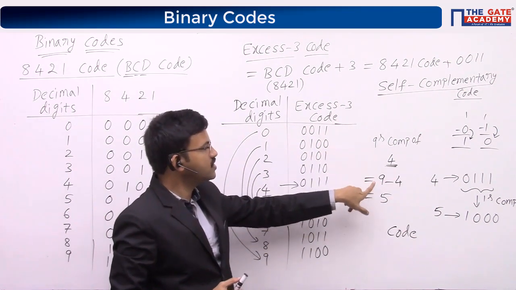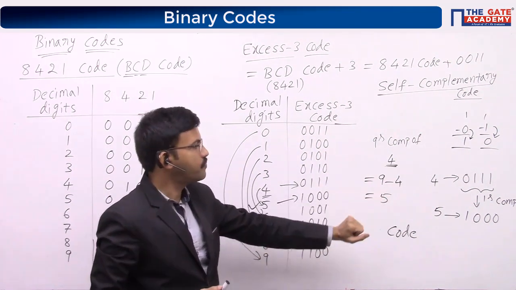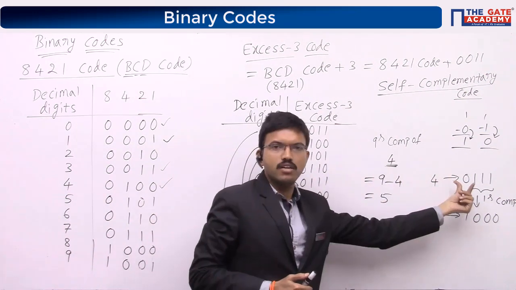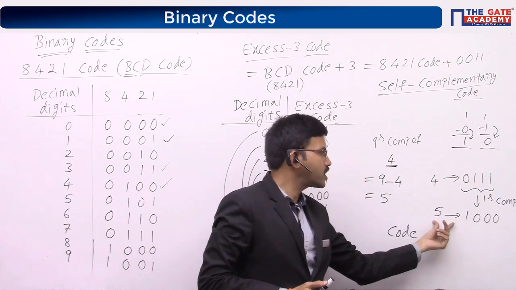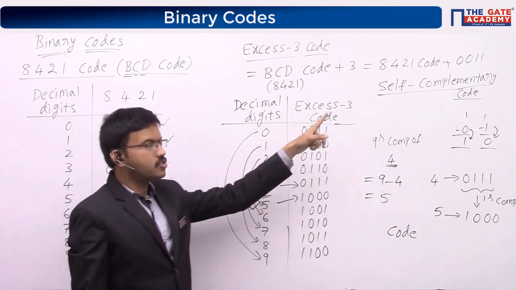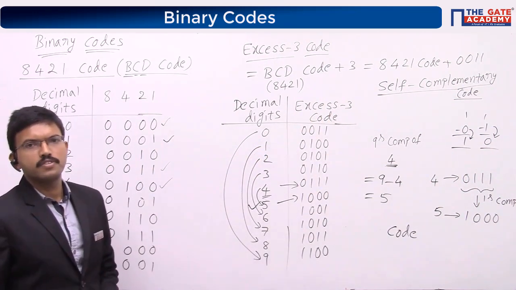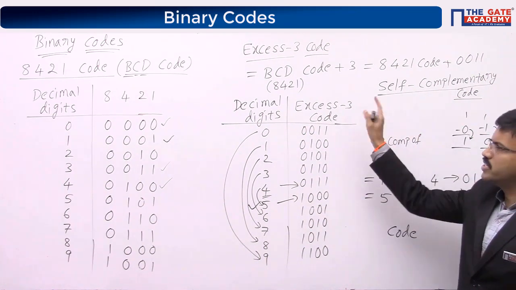9's complement of 4 means 9 minus 4. That is nothing but 5. Here I have taken the code for 4. I have applied 1's complement. I am getting the code corresponding to 5. You can write down, XS3 code is an example for self-complementary code.